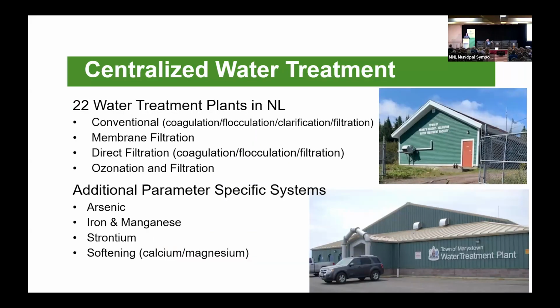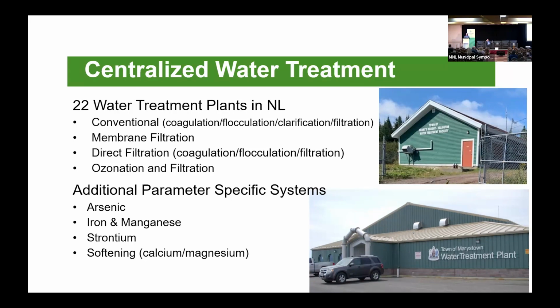Just an overview on these types of systems. We only have 22 full-scale water treatment plants throughout the province. And when I talk about full-scale water treatment plants, I'm looking at what we call a conventional treatment plant that uses coagulant chemicals, clarification and filtration to remove the impurities from the water. I'm also talking about membrane filtration plants. We have some direct filtration plants as well as ozone filtration plants here in the province.